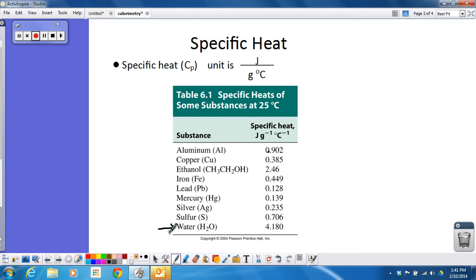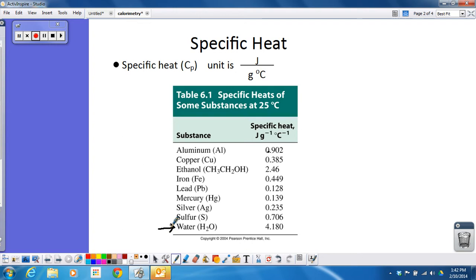So you're going to be dealing with water quite a bit because most reactions happen in aqueous solution, especially when we use coffee cup calorimeters. You notice the specific heat of water is 4.18 joules per gram per degree Celsius. That is extremely high. So it takes a lot more heat to raise the temperature of 1 gram of water 1 degree Celsius than 1 gram of any metal 1 degree Celsius.